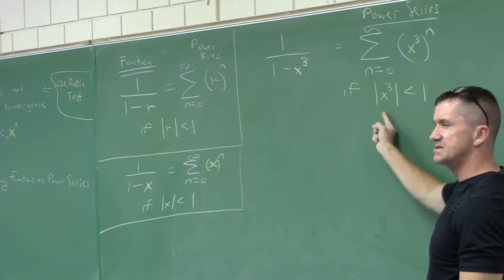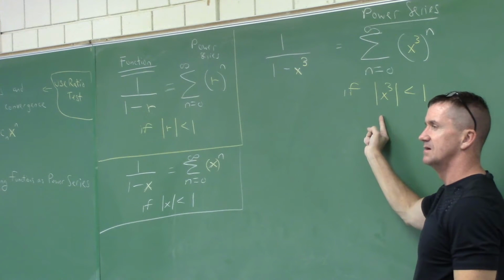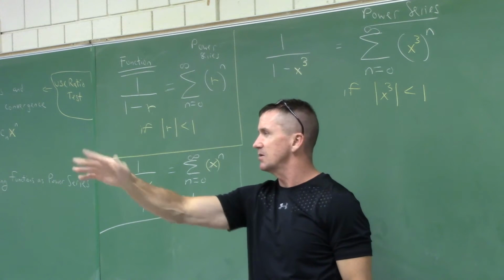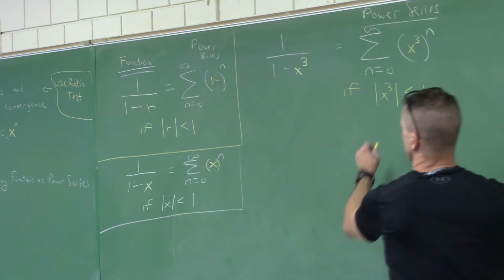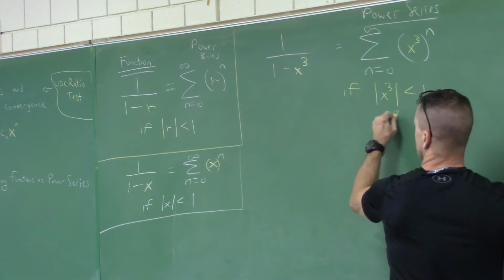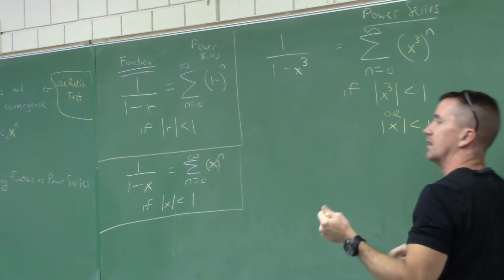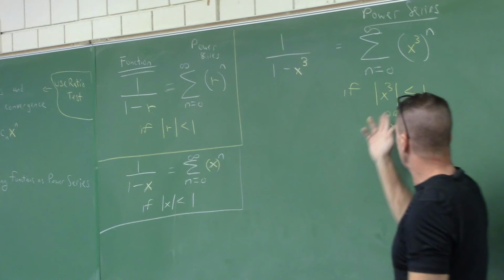Now, can you help me simplify this? It's not a big deal. How can I get that cubed off there? Take the cube root of both sides of the inequality. So what does it become? You can simplify this. This becomes that, because what's the cube root of 1? So you can rewrite that as that.